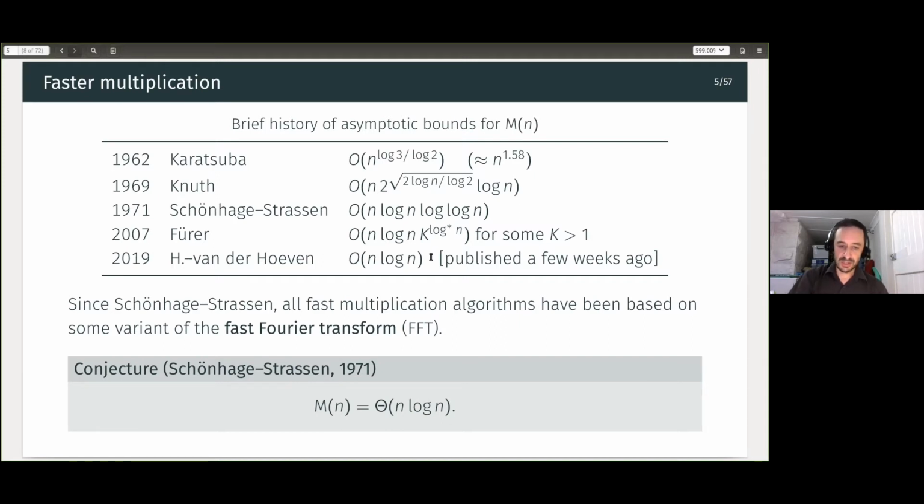And then more recently, Joris van der Hoeven, who's probably well known to this audience, he is a Dutch mathematician working in France. He and I wrote a paper where we improved this to n log n, matching the upper bound that Schönhage and Strassen had conjectured. And this was officially published only a few weeks ago. So I don't have time in this talk to go into how any of these algorithms work, unfortunately.